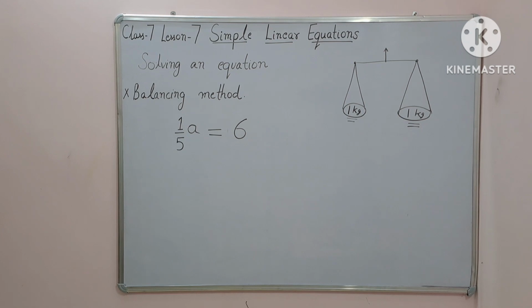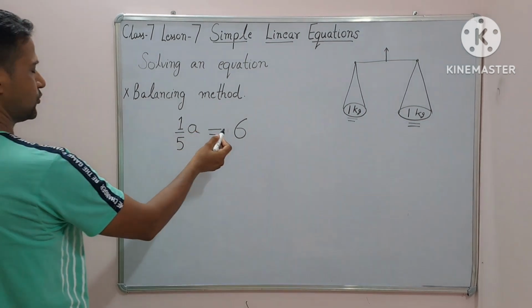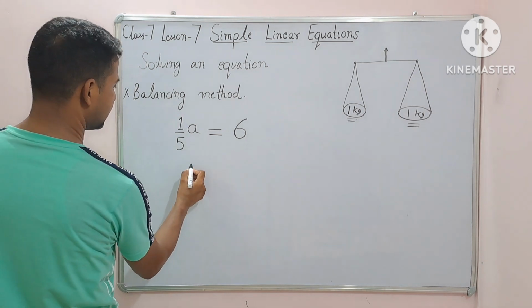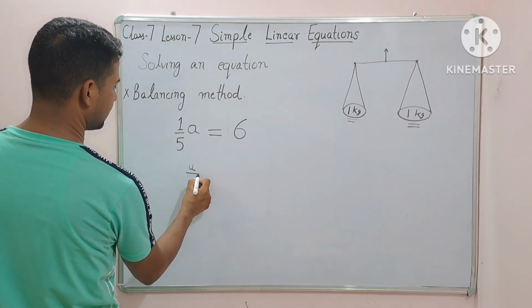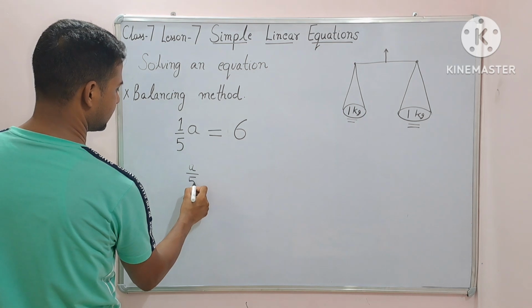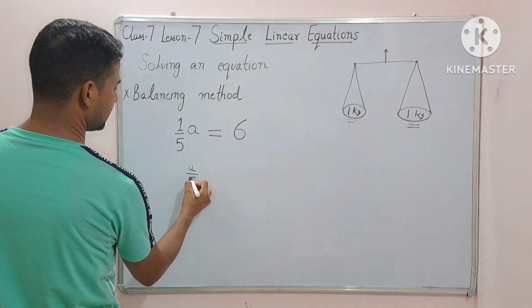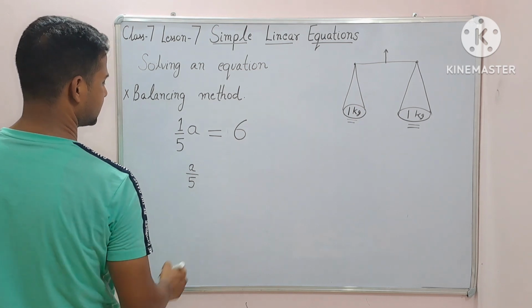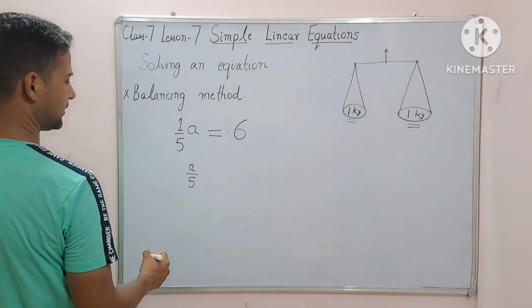Next example is 1 by 5 a is equal to 6. Here a is divided by 5. What is the inverse of division? Inverse of division is multiplication.